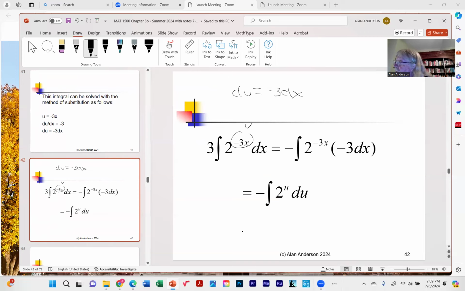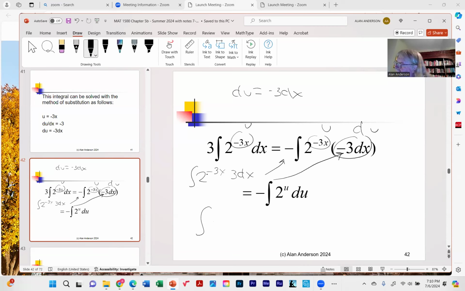Now we have the 3. But we need a negative there. So what we'll do is we'll supply it ourselves. We'll put two negatives in here. And now what we have here is very simply minus 2 to the u du.